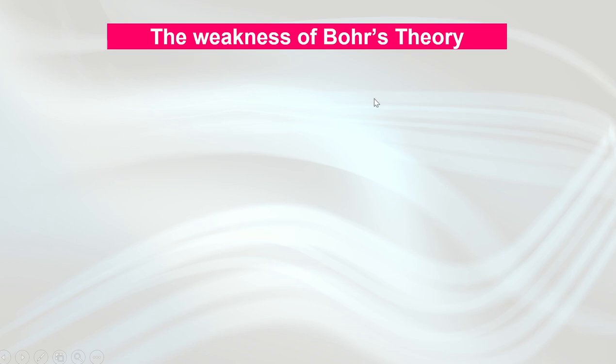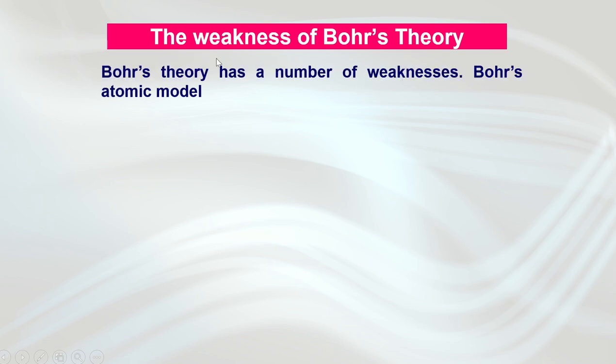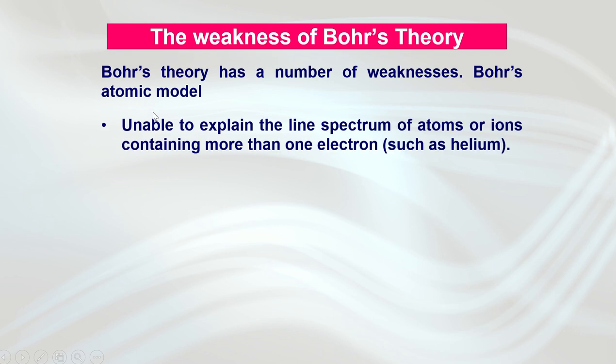Okay. So next, weaknesses of Bohr's theory. There are some weaknesses of Bohr's theory. The first one is that it is unable to explain the line spectrum of atoms or ions containing more than one electron. It is just able to explain the line spectrum of the hydrogen atom, which consists of one electron only. But if we have more than one electron, for example, helium has 2 electrons in its atom, Bohr's theory can no longer explain the line spectrum for helium. So that's the first weakness.